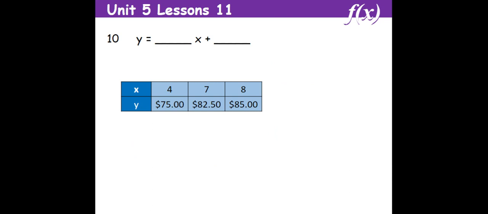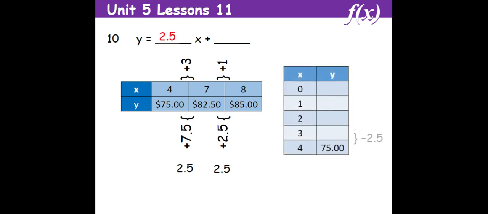Number 10, looking at the change in y over the change in x, we're going up by 75 divided by 3, or going up by 25, you want to divide that by 1. So that slope is 2.5. That is constant. And then the y-intercept, again, count backwards. Subtract 2.5 all the way until you get to 0 on x, and we get our y-intercept is 65.